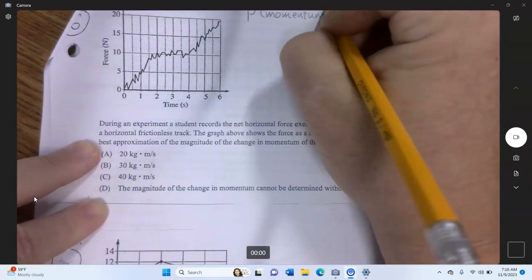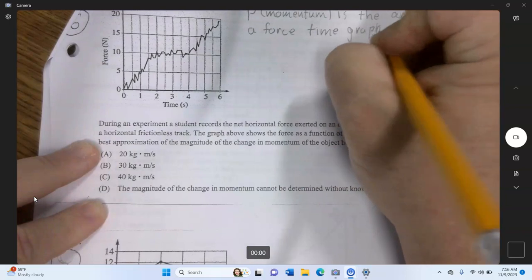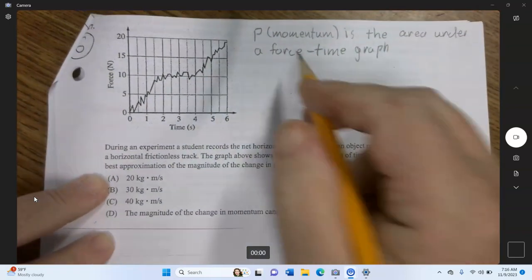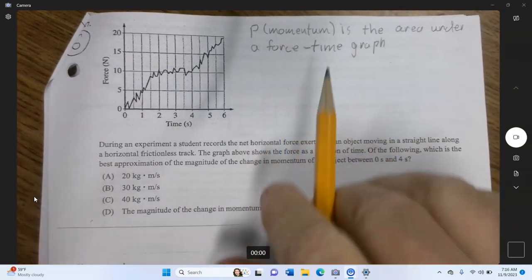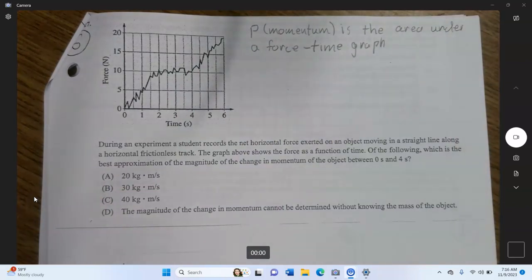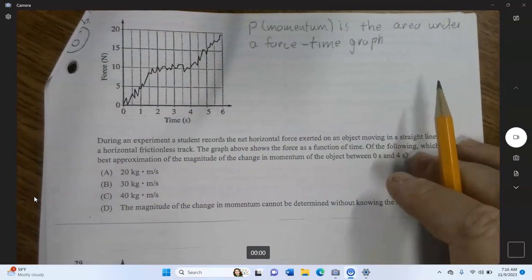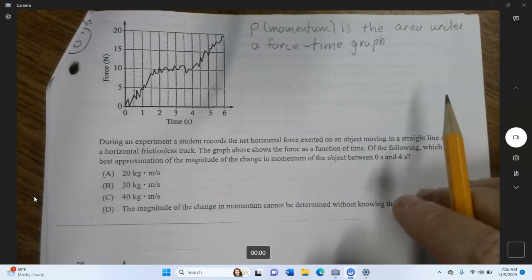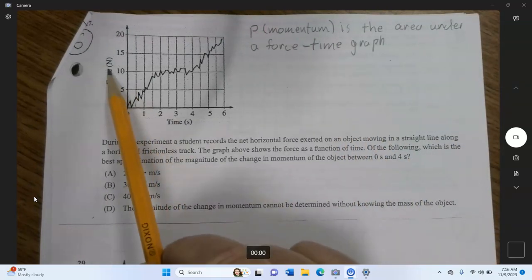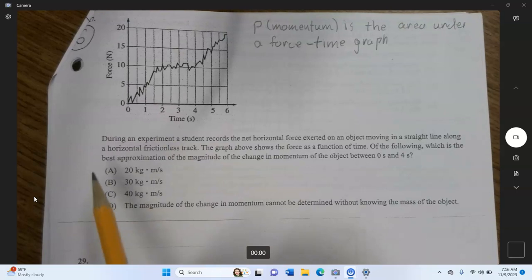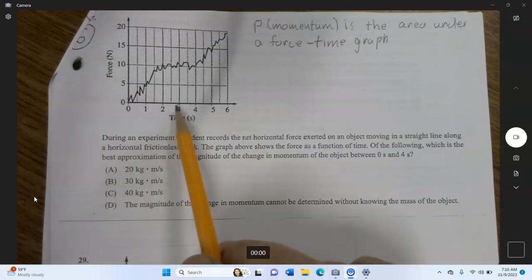Momentum. This is required on these problems, to write down these general principles, okay? You say, but I already know that, or how do I know whether I need to write it or not? Write it, okay? I want the general principle. It's the area under a force time graph. This is a force time graph, okay? So what is the area under this graph?